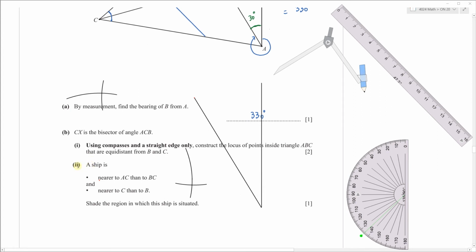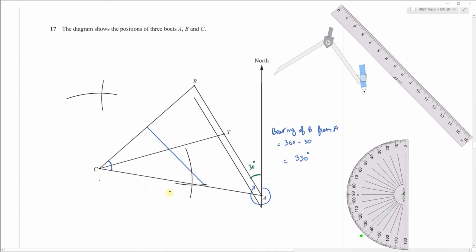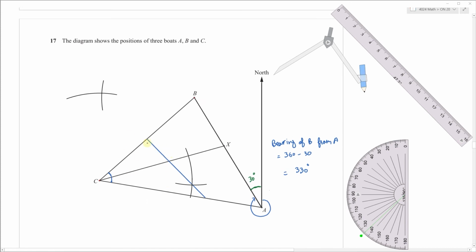So part 2 is a ship is nearer to AC than to BC and nearer to C than to B. Shade the region in which the ship is situated. If I go back to my triangle here, the first is it is nearer to AC than to BC. That means it is below this angle bisector line, this black line. And then the second one is it's nearer to C than to B. So that means it is below this blue line as well, which is the perpendicular line bisector of line BC.